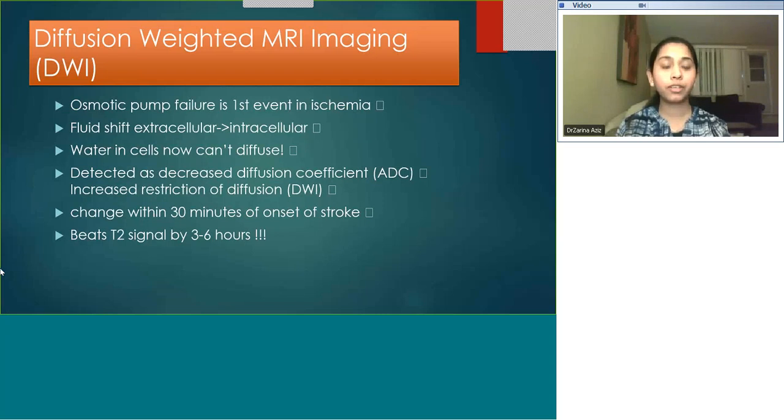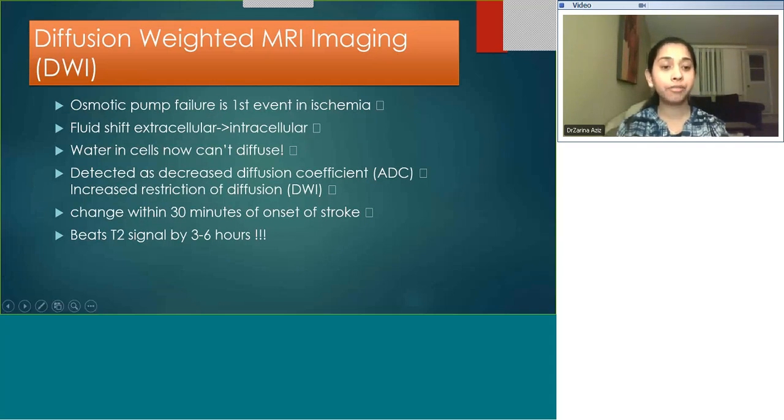And the most important imaging sequence in MRI for detecting acute ischemic stroke, all of you know, is diffusion weighted imaging. What happens is there is osmotic pump failure as the first event in ischemia, and that causes a drive of the fluid from extracellular to intracellular component, and that reduces or restricts the motion of water, and so it is detected as decreased diffusion coefficient and increased restriction of diffusion.